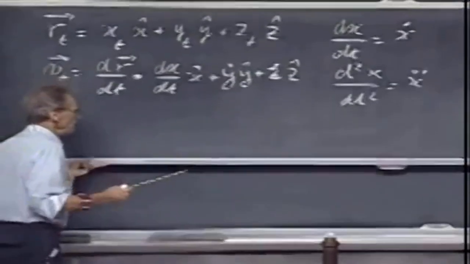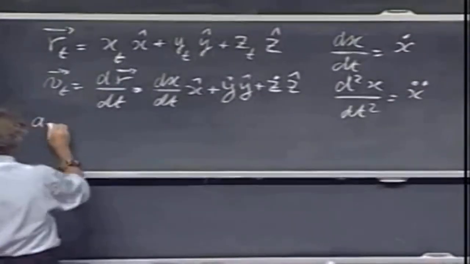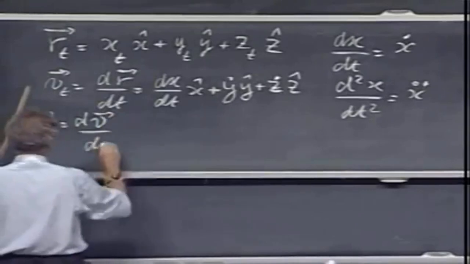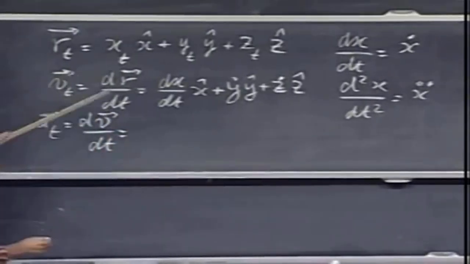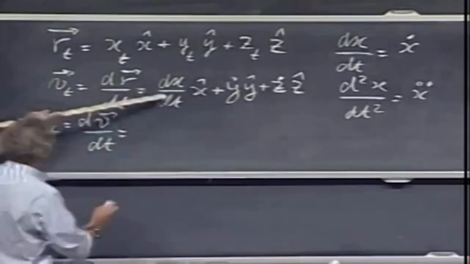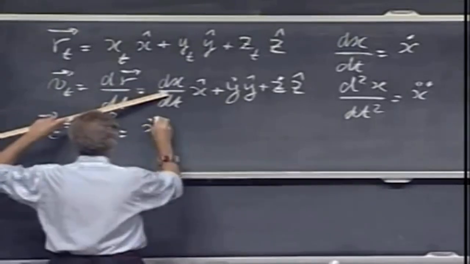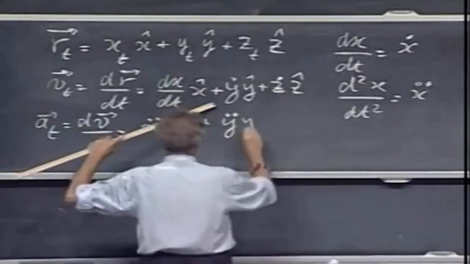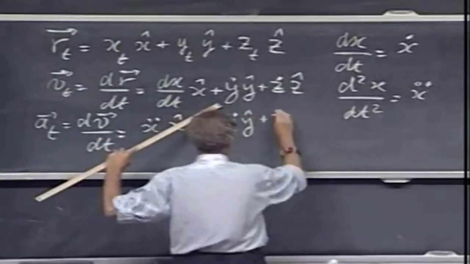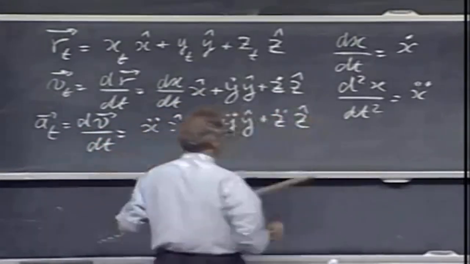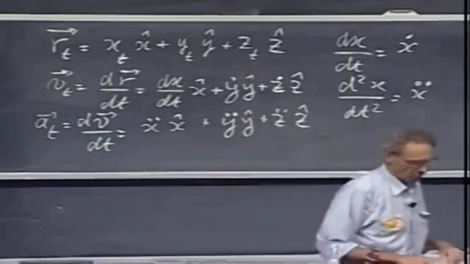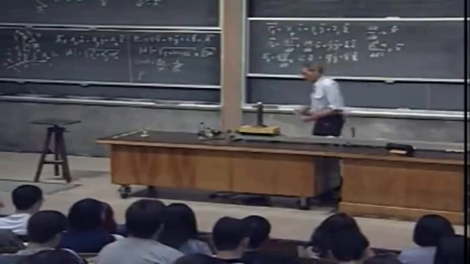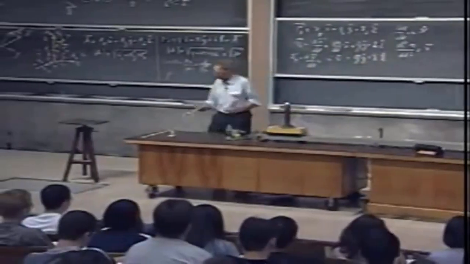What is the acceleration as a function of time? Well, the acceleration as a function of time equals dv/dt. So that's the second derivative of x versus time. And so that becomes x double dot times x roof plus y double dot times y roof plus z double dot times z roof. And look what we have now accomplished. It looks like minor, but it's going to be big later on.